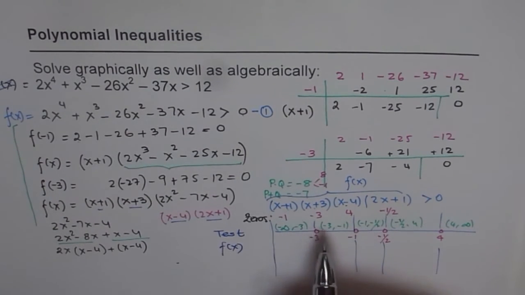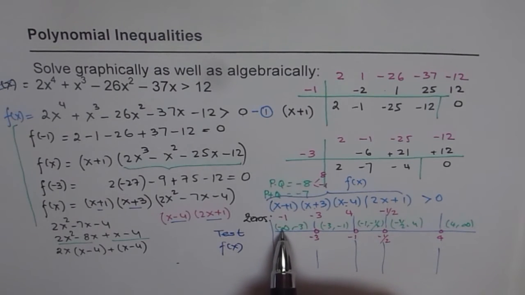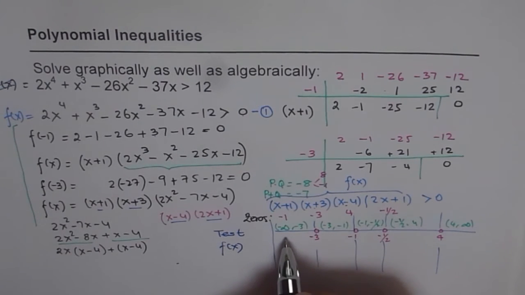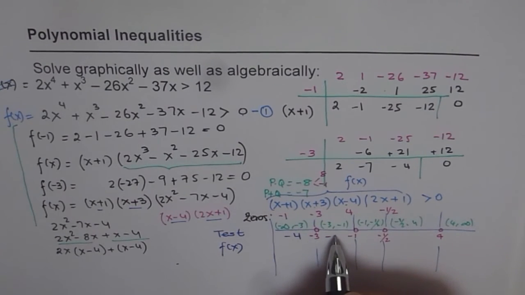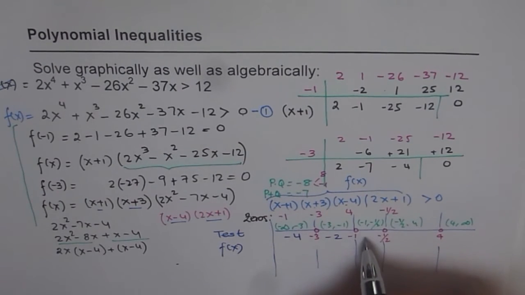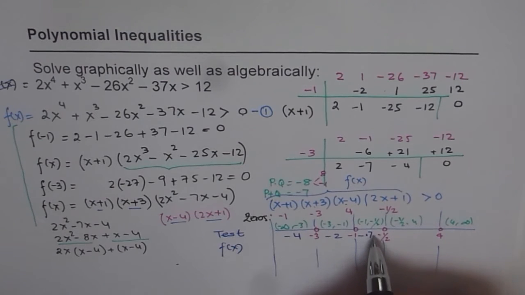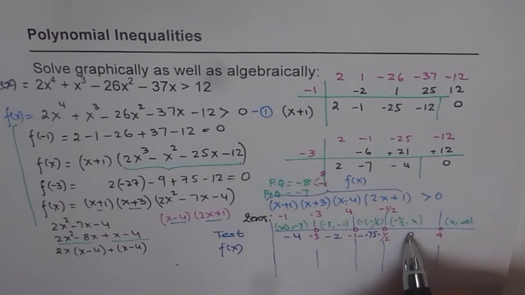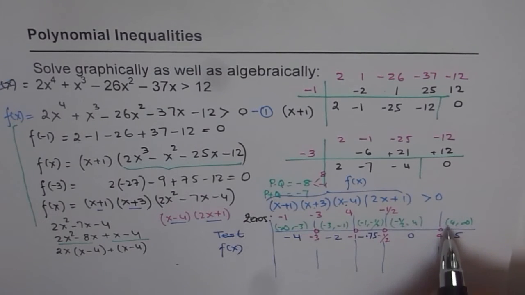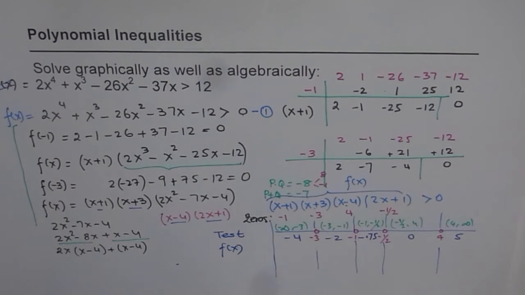So let me write down a test point now so that we can know what to test for or where to test. So with an interval of minus infinity to minus 3, we can take a number which is, let us say, minus 4. In this interval, minus 2 is a good number, and here minus 1 and minus 0.5, that means minus 0.75, okay? And between minus half and 4, 0 is a good number, and let's take 5 here between 4 and infinity.